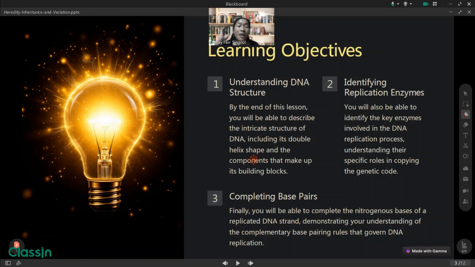Second, you will be able to identify the replication enzymes. Unsa man itong mga enzymes nga nakapadali sa paghimo or sa pagbungkag or pag-replicate sa ato ang DNA. You can identify the key enzymes involved in the DNA replication process and understand their specific roles. They have different roles in copying the genetic information. And the third would be complementary base pairing. Inside the DNA, we have nitrogenous bases, and these nitrogenous bases have the power to replicate your DNA strand. It will demonstrate your understanding of the complementary base pairing rules that govern the DNA replication process.